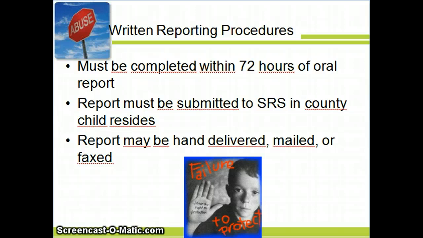You should know that an oral report does not protect you legally. You also need to follow that within 72 hours with a written report. This written report must be submitted to SRS where the child lives. It may be mailed, hand-delivered, or faxed, and you are also required to submit this written report to your administration.